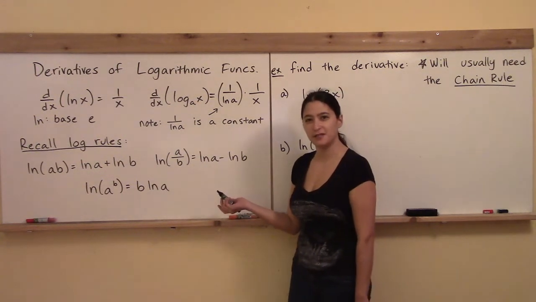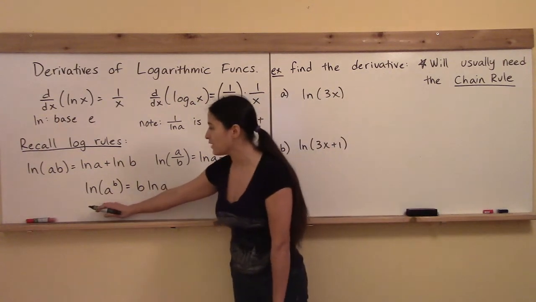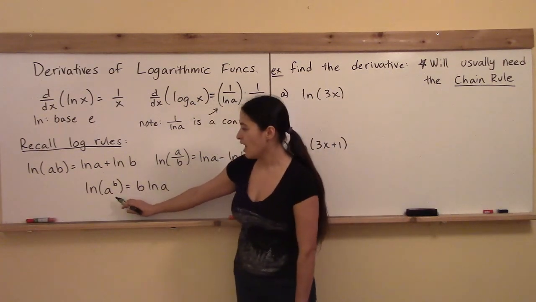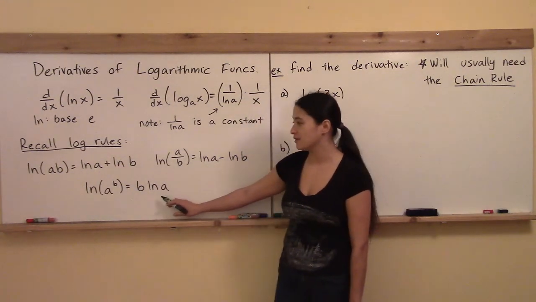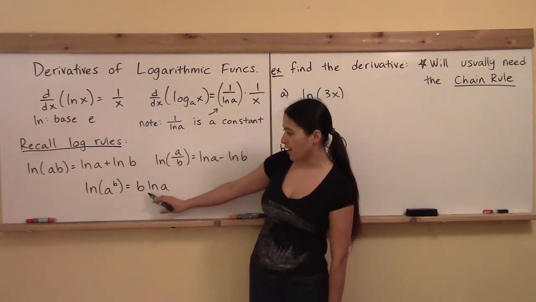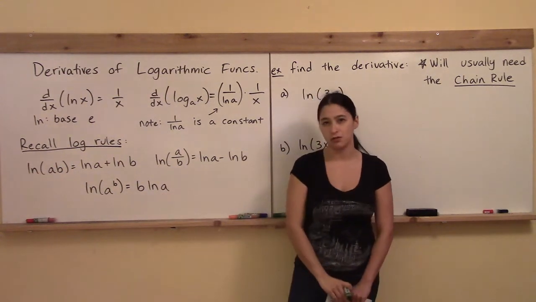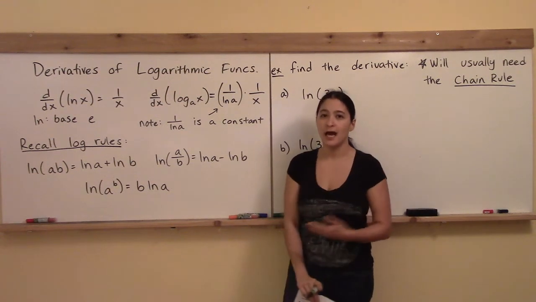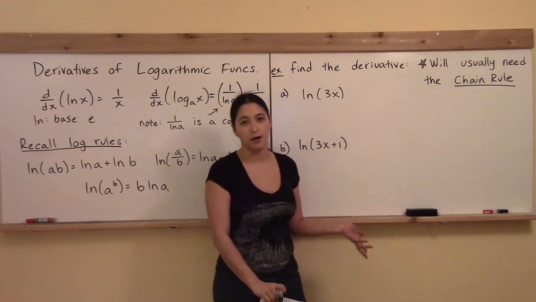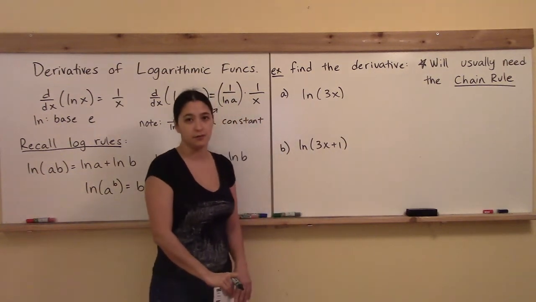Does that sound familiar from last quarter? Hopefully. And then finally, our last property is that if we have the log base a of b raised to a power, so here the b is in the exponent, then that exponent is going to pop out into the front, and that's going to be equal to b times the natural log of a. You definitely want to keep these log rules in mind as you work through any and all problems involving the logarithm, because those may help you to simplify the problem.